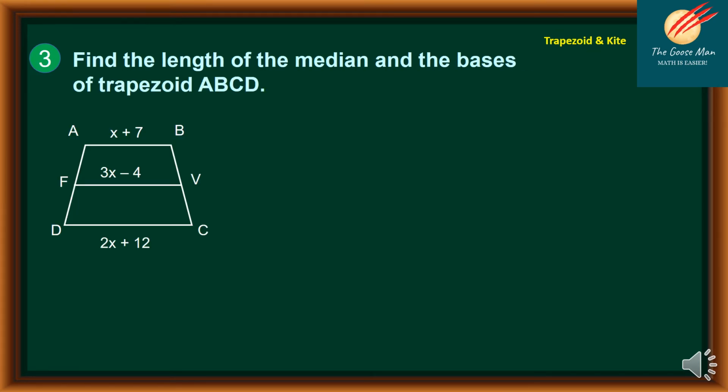For our example number 3, we will incorporate algebra. Find the length of the median and the bases of trapezoid ABCD. Take note that FB is equal to 1/2 times the sum of AB plus DC. We simply plug in the values: FB is equal to 3x minus 4, equal to 1/2 times, AB equal to x plus 7, while DC is equal to 2x plus 12.